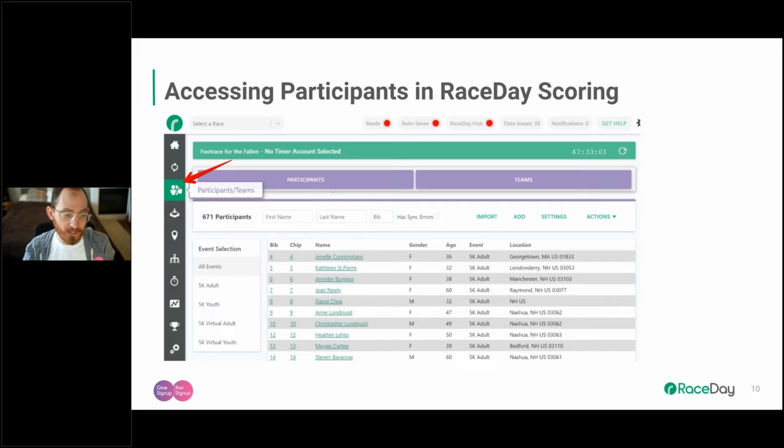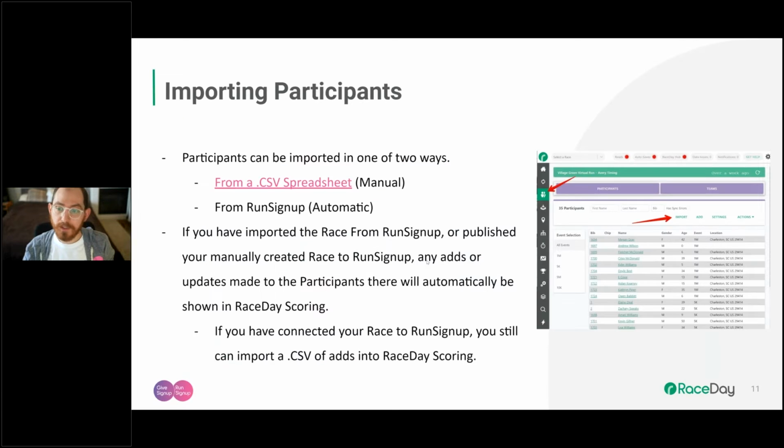Again, like I said, all the participants are going to show here. Doesn't matter if they have a bib number assigned or not. Doesn't matter if they are checked in or not. It's all just going to show there, and you can decide what you want to do with them later. So if you wanted to, or you needed to for a non-RunSignup race, you can always import from a spreadsheet. Like I said, you can do that right here by clicking import.